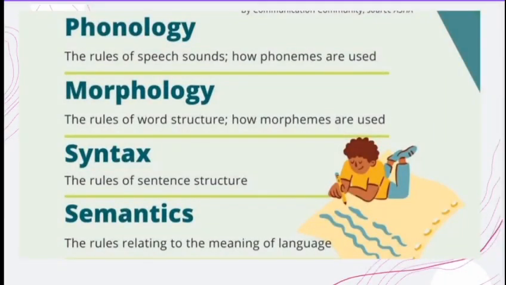These are the scope of language. Phonology, the rule of speech sound, how phonemes are used. Morphology, the rule of word structure, how morphemes are used. Syntax, the rule of sentence structure. Semantics, the rule relating to the meaning of language.